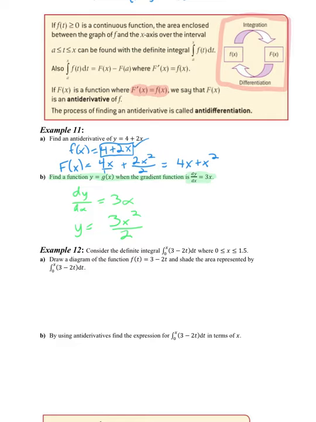All right, so go ahead and see if you can work on example 12, draw a diagram, and then find the antiderivative for the second part. See if you can do that part. I'll give you about 5 minutes.